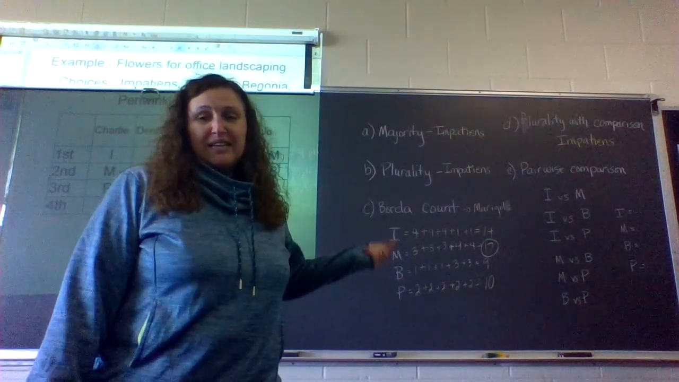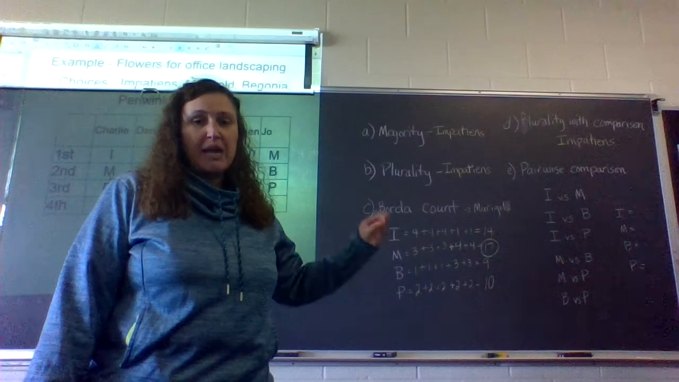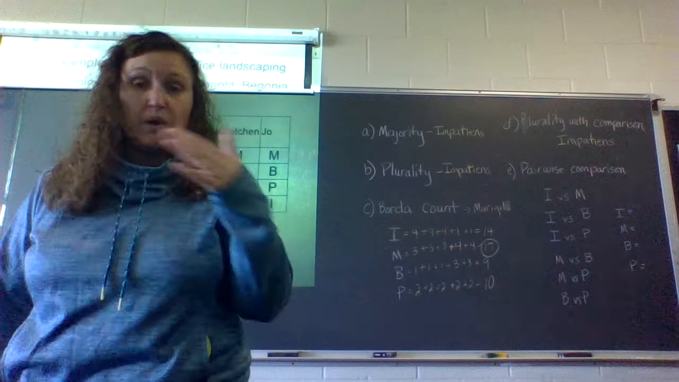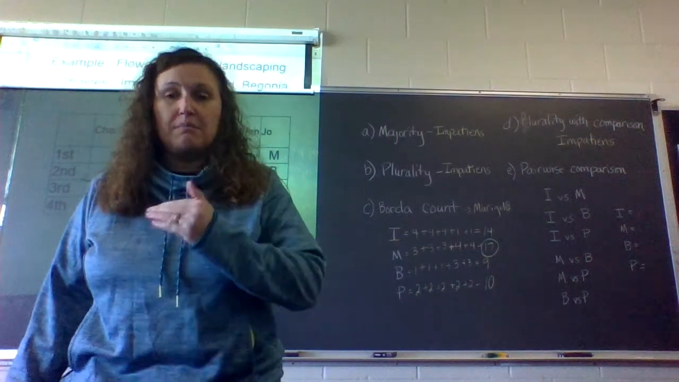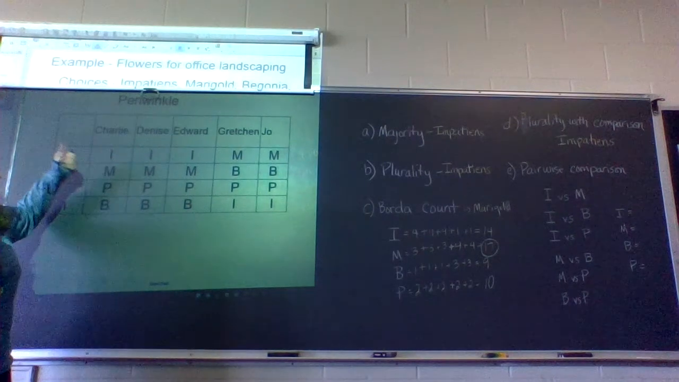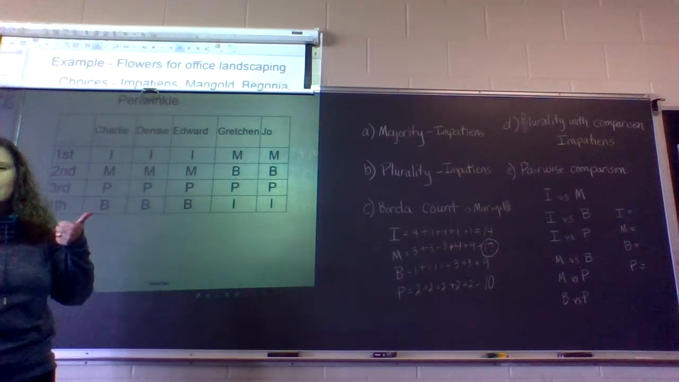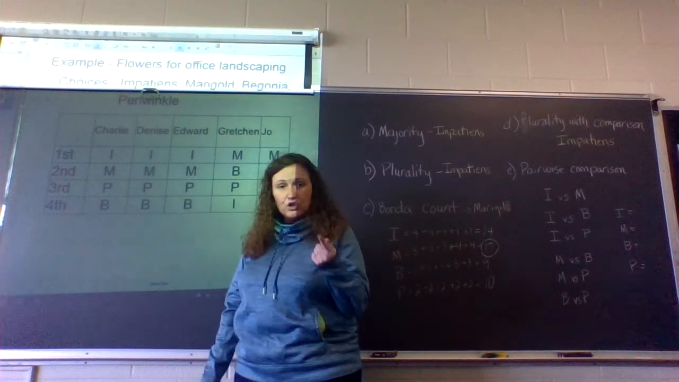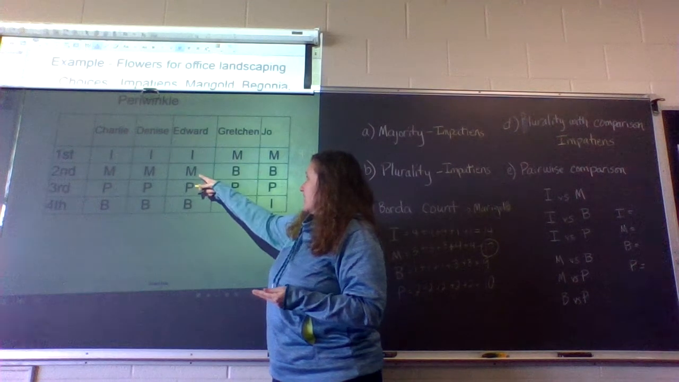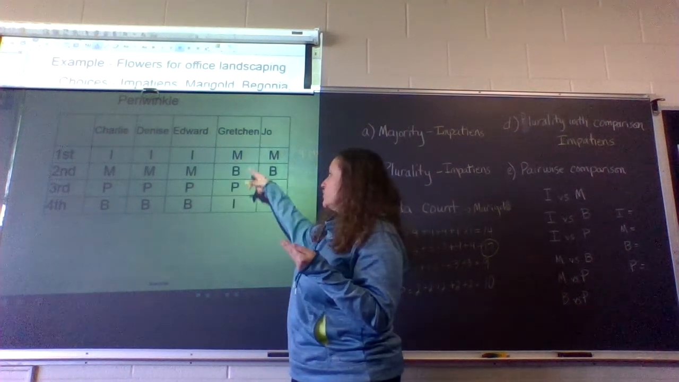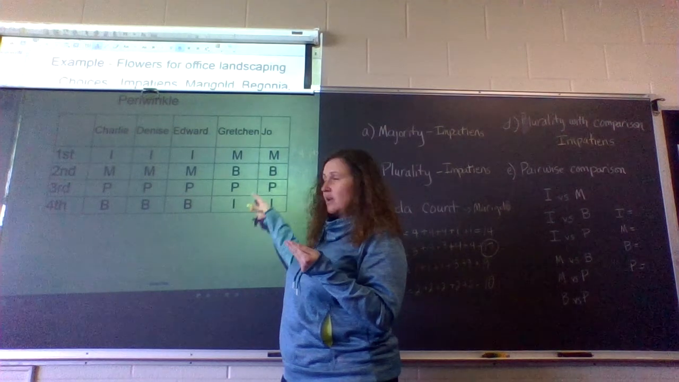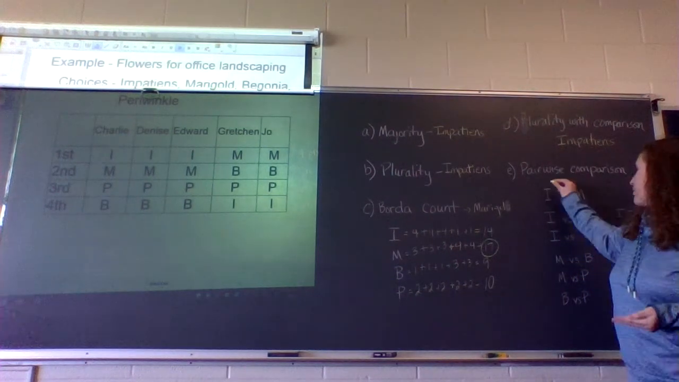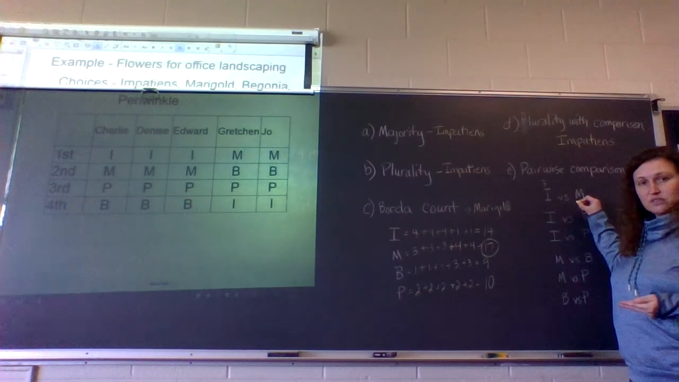All right, so we're now in impatiens versus marigold. I'm only keeping track of impatiens if they win, and how many times it beats marigold. For Charlie, I is above M, so impatiens wins. That's 1. Then for Denise, I is above M, so that's 2. For Edward, I is above M, so that's 3. Gretchen, no, M is above I. And Joe, no, M is above I. So 3 of the 5 people preferred I versus M.